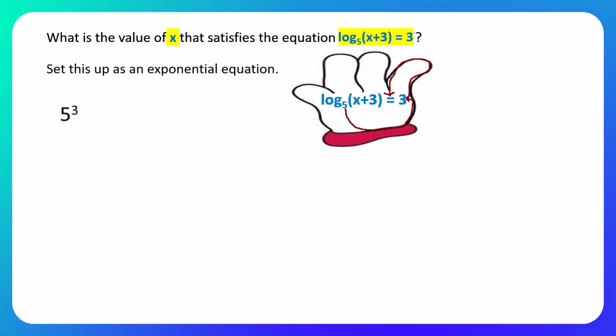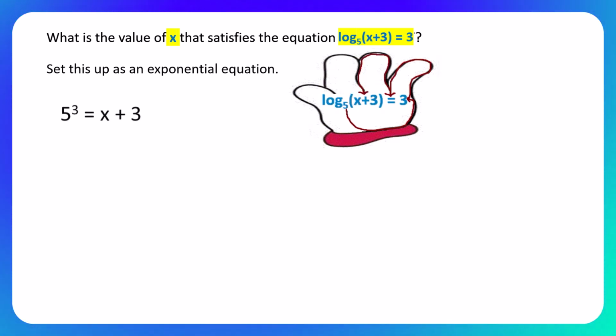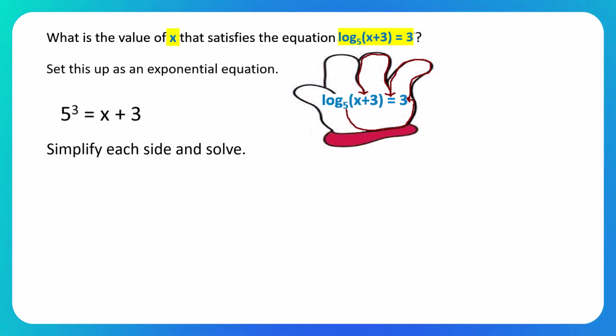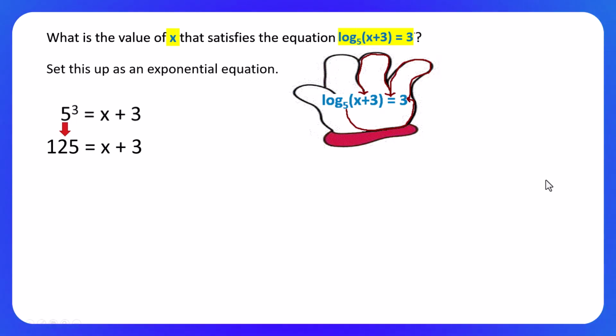Go around to your equal sign, write your equal sign. And then we're going to move around to x plus 3, and that's what goes on the right. So we've made it all the way around our log. We're going to simplify each side and solve. 5 to the third power, 5 times 5 times 5 is 125. And then on the right-hand side, you still have x plus 3.